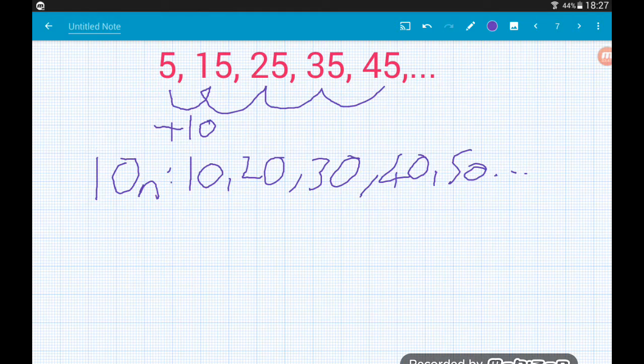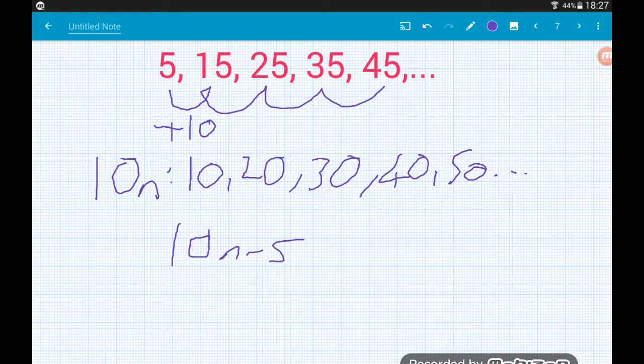Okay, so now we need to work out how do we get from 10n to our sequence. So we get from 10 to 5 by subtracting 5, 20 to 15 by subtracting 5, 30 to 25 by subtracting 5. So our nth term here is 10n minus 5.